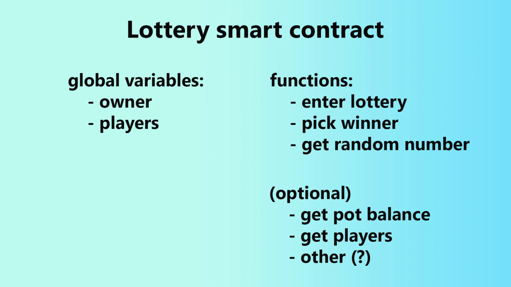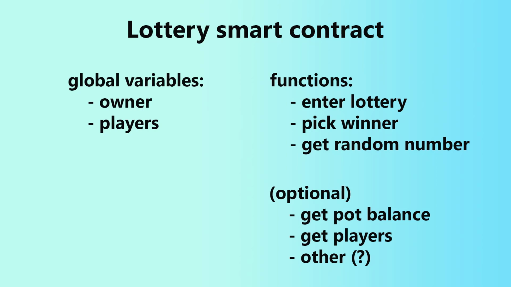Next, let's move on to functions. First of all, we'll need a way for people to enter the lottery, so we'll use an enter lottery function. And this function will have to receive ether in order for them to enter the lottery. Second, we'll need a way to generate a winner from our program. So we'll have some sort of pick winner function that will use a random number to choose at random one of the players who's entered the lottery, and then forward all the funds to them.